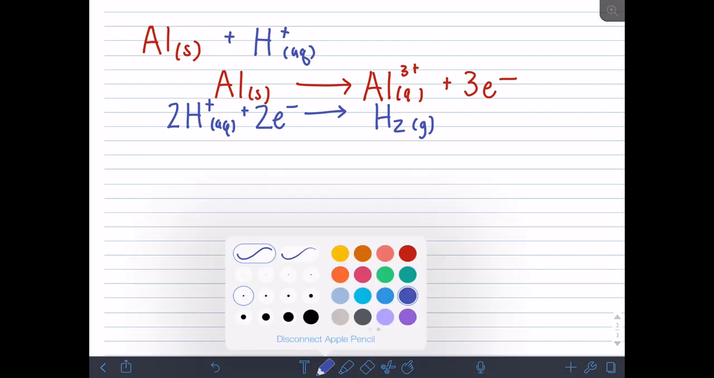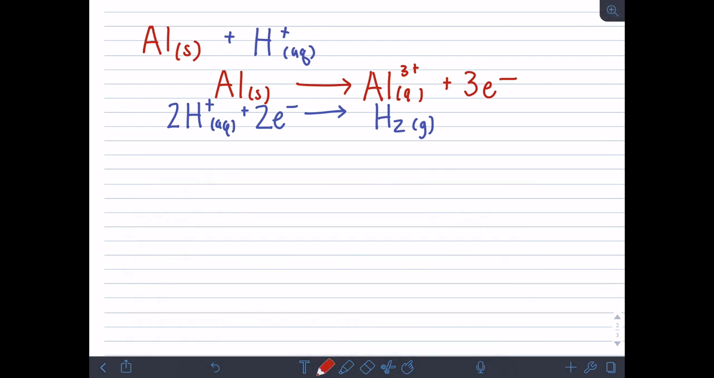The next thing that you need to do is balance the electrons. Aluminum is our GOAT.